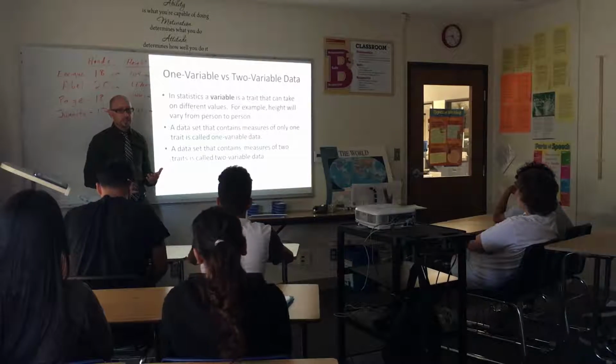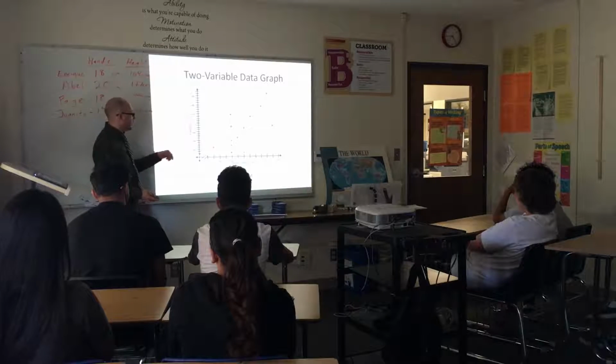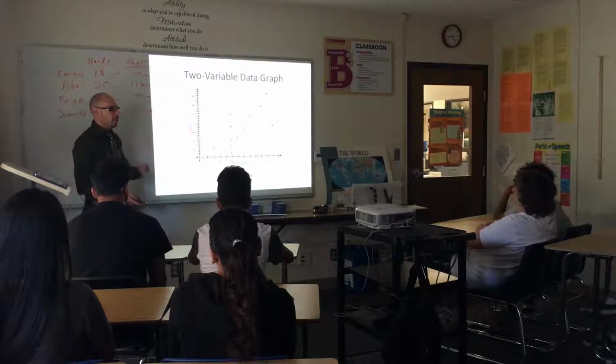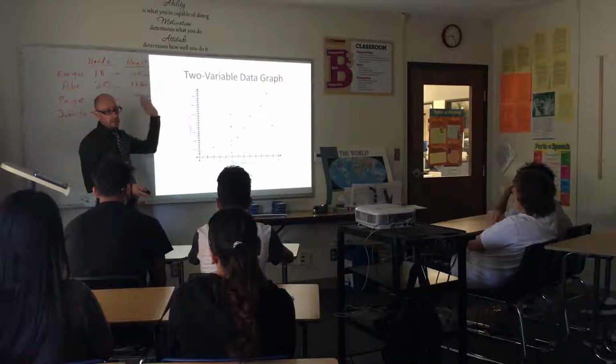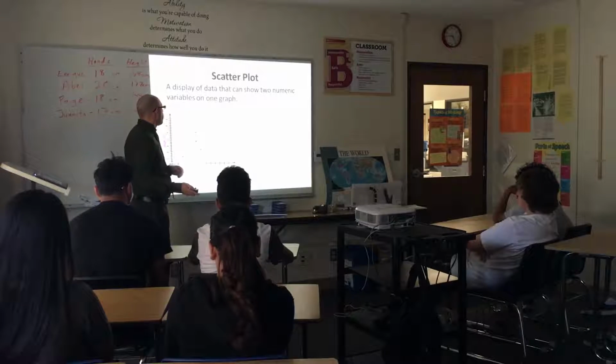So when we have this two variable data, we usually use a thing called a scatter plot to show it. It looks kind of scattered on there, right? Like you took a handful of glitter and just threw it on there. They're scattered all over the place. It's not a neat line or curve or anything.